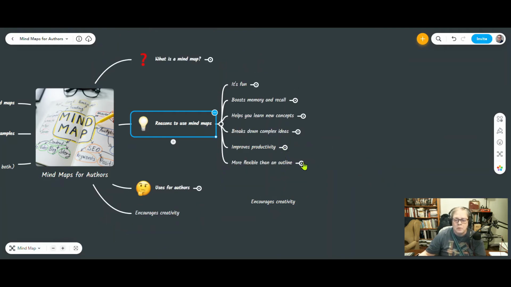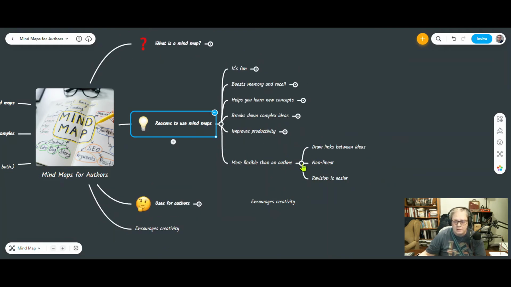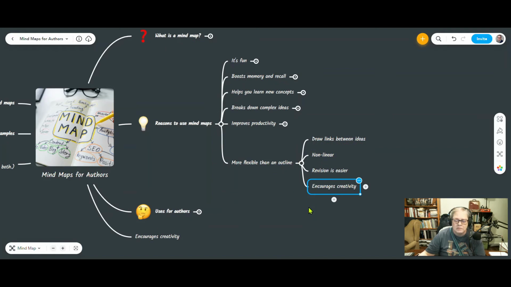And finally, it's more flexible than an outline because you're just drawing links between ideas. With the digital software, you can move stuff around very easily. It's non-linear in nature. So when an idea occurs to you and you don't know where to put it, you can just write it off to the side and then plug it in later. Revision is easier. And I'm just going to move this guy over here and let him join the others. It encourages creativity. So those are the reasons to use mind maps, and they're very powerful.